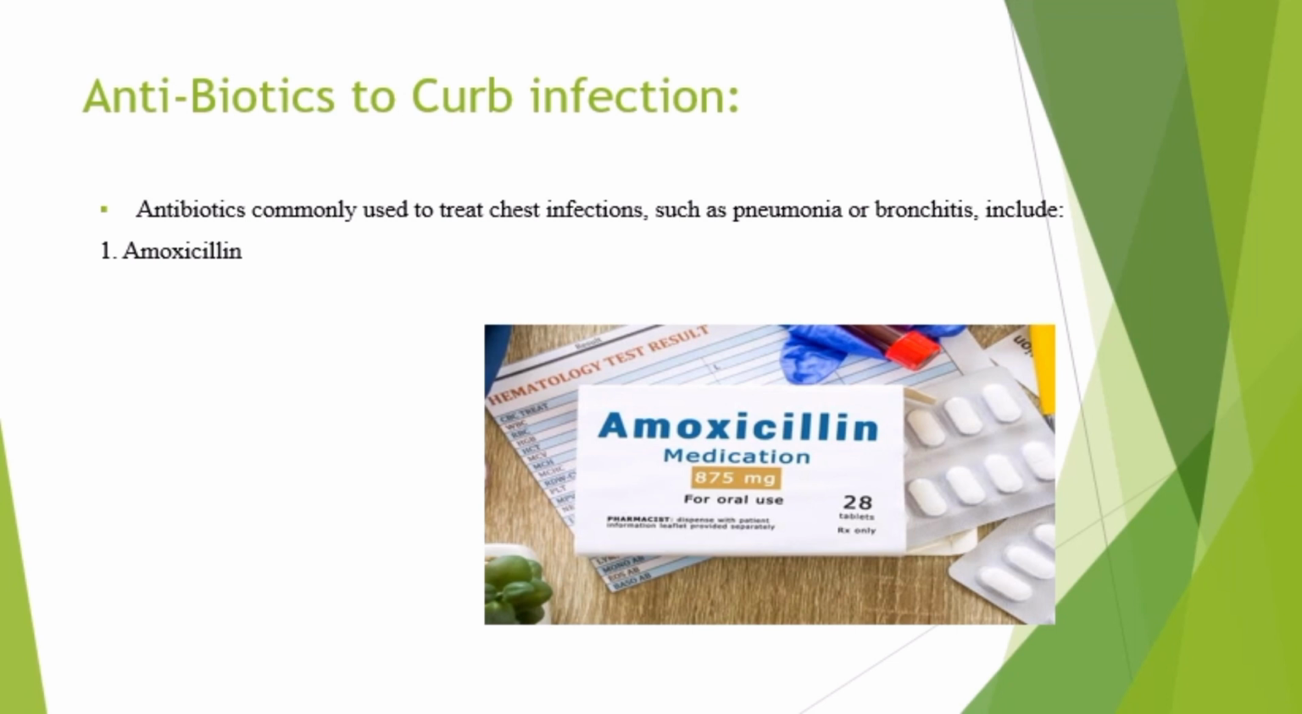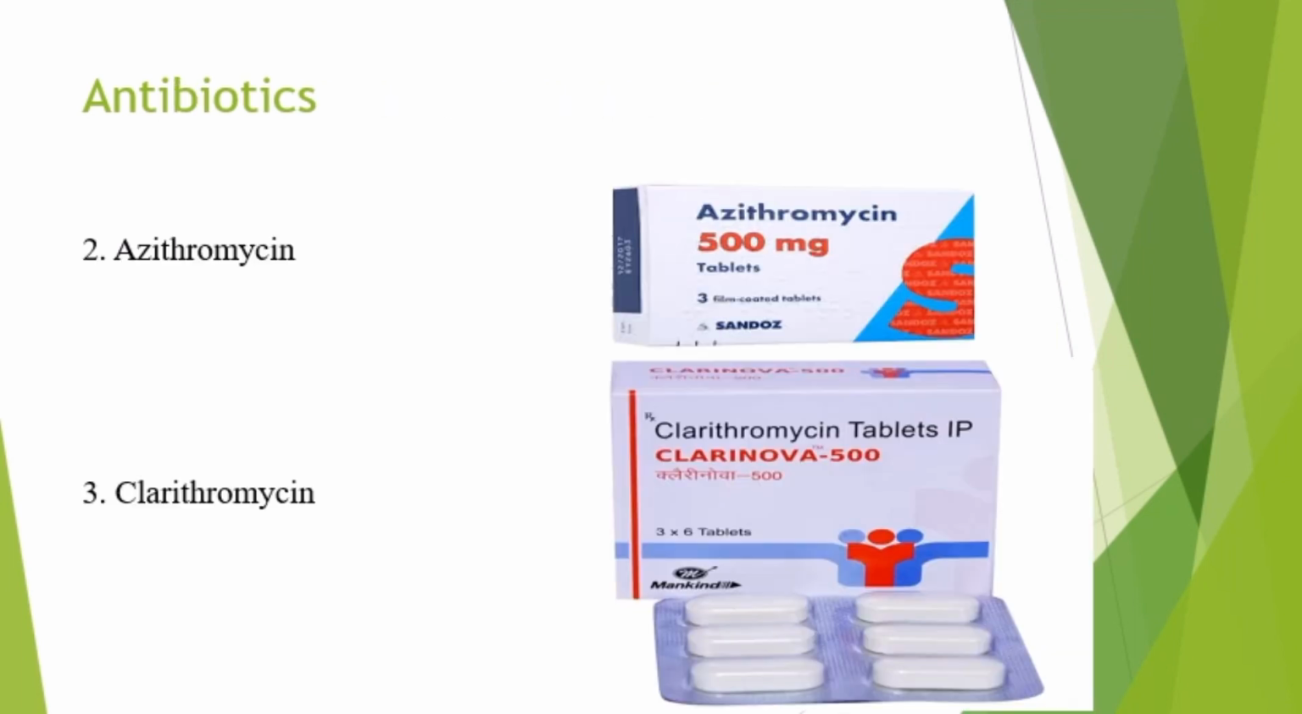Antibiotics are commonly used to treat chest infections, such as pneumonia and bronchitis. Some of the most common antibiotics are: 1. Amoxicillin. It must be kept in mind that the choice of antibiotic depends upon the specific type of infection, its severity, and any underlying health conditions.